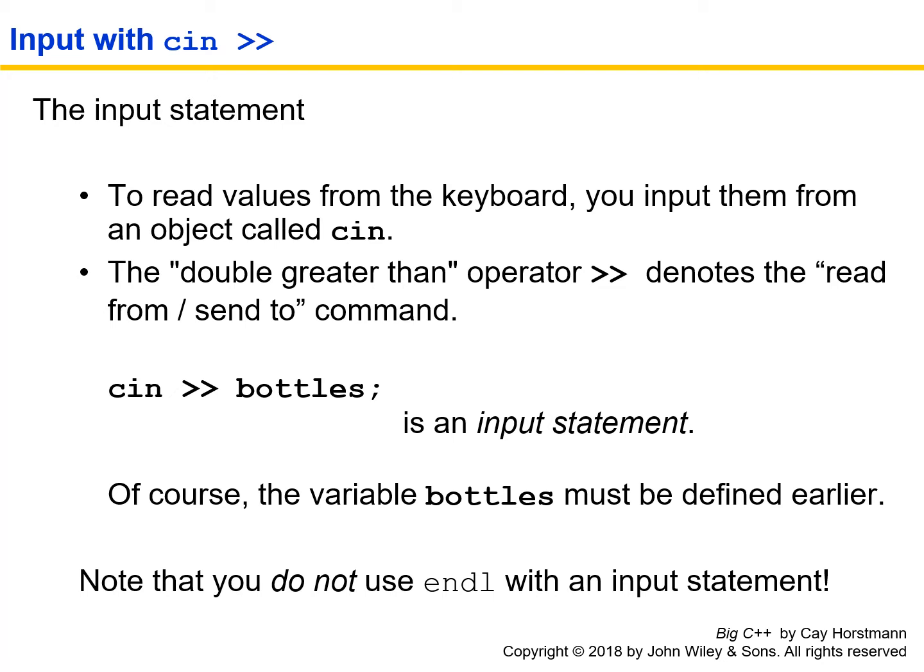To read values from the keyboard, we're going to input them from an object called cin, which stands for console input. Okay, the double greater than operator is sort of a read from, send to command, so it's going to read from cin and send that value to a variable. Okay, and that variable has to already be defined. You can't just drop a new variable in on a cin line.